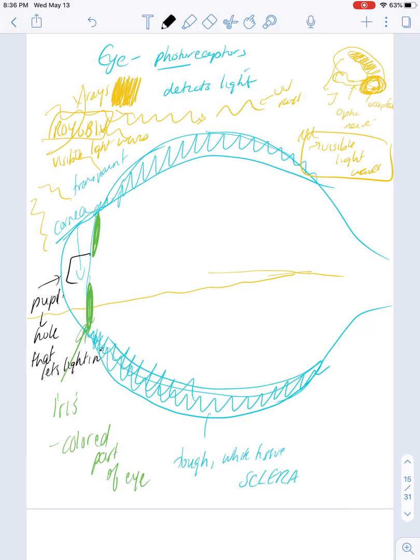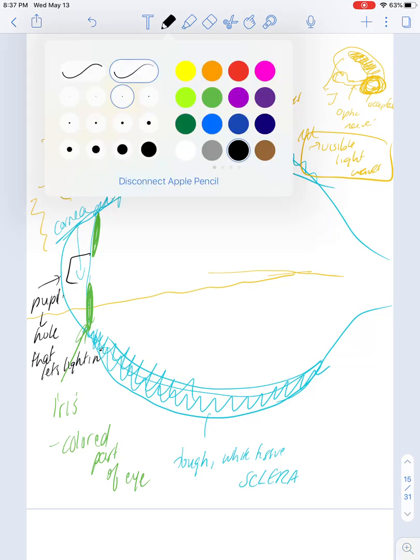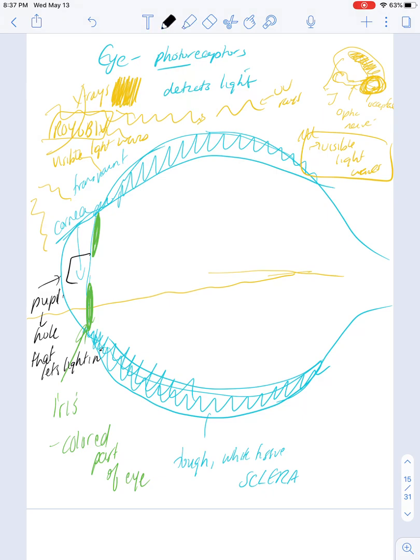Okay, it looks black, but it's not actually. Basically it's a window to the back of your eye, right? This light that's coming in from the sun is actually coming in through your pupil, okay? So that light is coming in from the pupil. And so the pupil is literally a hole.